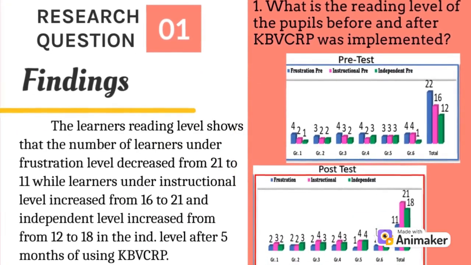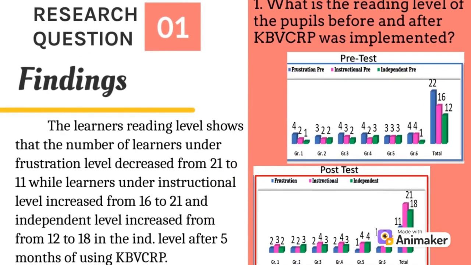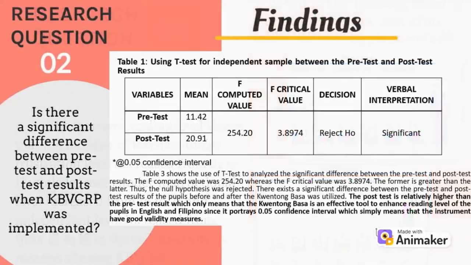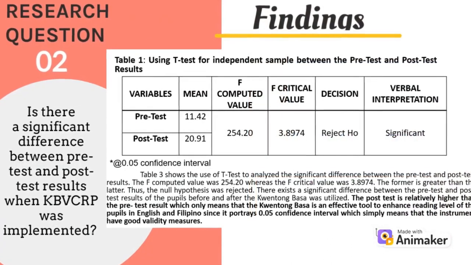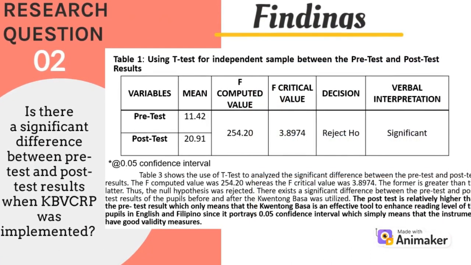For the findings, the learners' reading level shows that the number of learners under frustration level decreased from 21 to 11, while learners under instructional level and independent level increased after using the Kwentong Basa reading program. Another finding, the post-test is relatively higher than the pre-test, which means that the program is an effective tool to enhance the reading level of the pupils in English and Filipino, which means that the instrument has good validity in language.